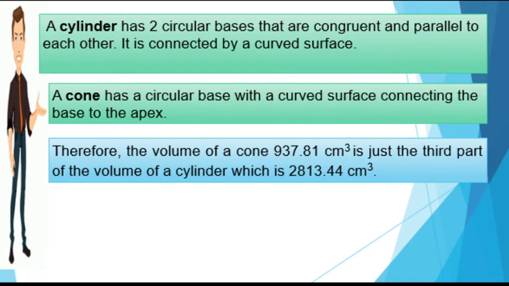Okay, to sum up, the volume of a cone, 937.81 cubic centimeters, is just the third part of the volume of a cylinder, which is 2,813.44 cubic centimeters. Okay, so this time let us find the relationship of the volume of a cylinder and a sphere.